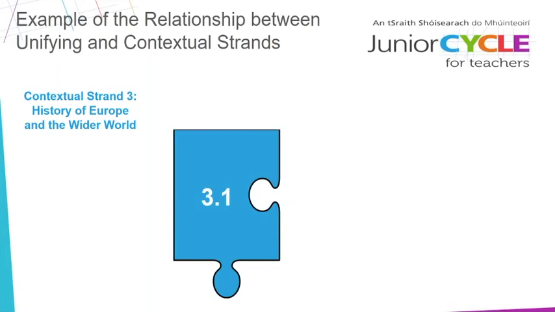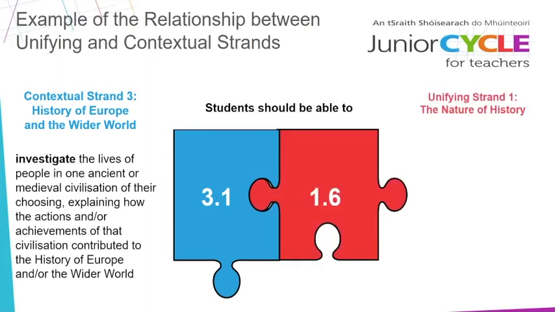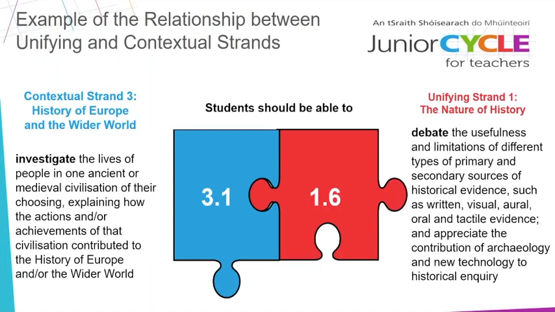When we look at the action verb investigate in this learning outcome, the need for a learning outcome from the nature of history strand becomes clear. How can students conduct an historical investigation of an ancient or medieval civilization without having an understanding of historical sources and evidence? And this led us to the identification of the following learning outcome from Strand 1. 1.6: Debate the usefulness and limitations of different types of primary and secondary sources of historical evidence, such as written, visual, oral, and tactile evidence, and appreciate the contribution of archaeology and new technology to historical inquiry. We will show you how you might develop this relationship further into a unit of learning in the planning section of the webinar.